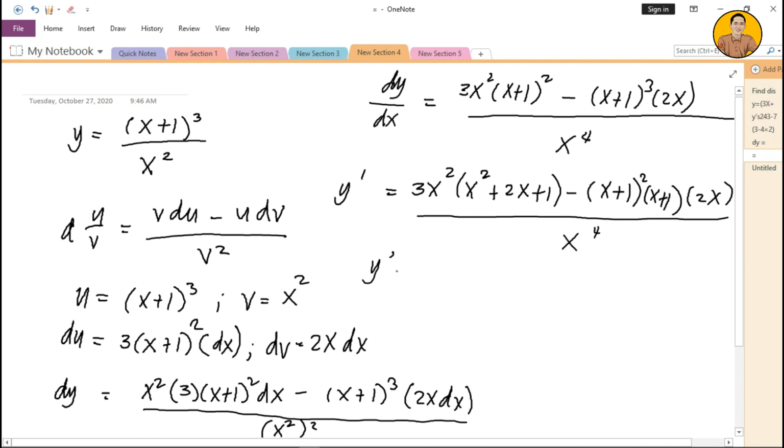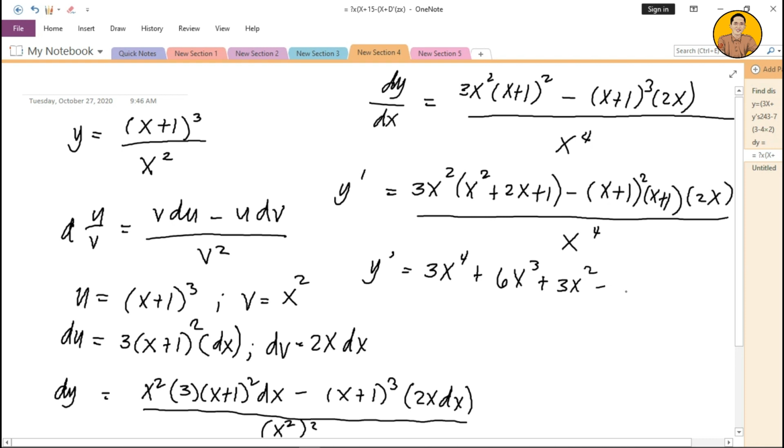So this is y prime equals, so 3x squared times x squared. So this becomes 3x raised to 4. So plus 3x squared times 2x. So this is 6x cubed. So 3x squared times 1, this is plus 3x squared. Okay? Then ito, simplify natin siya.